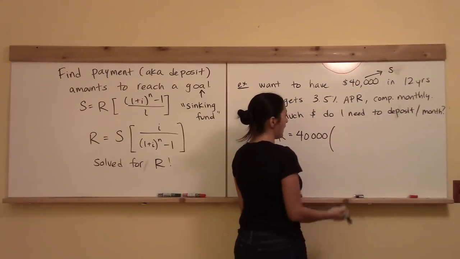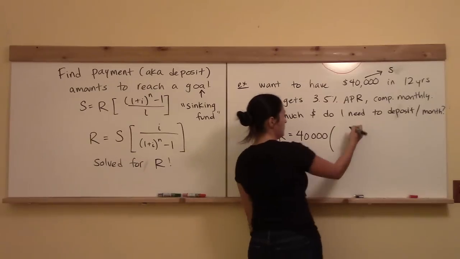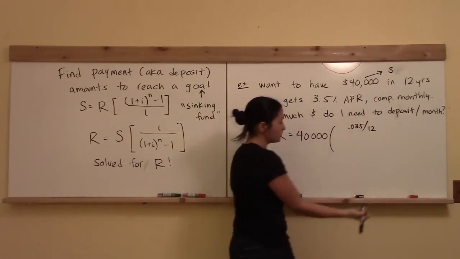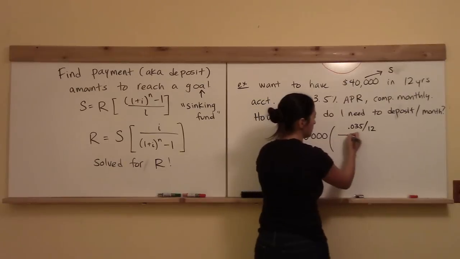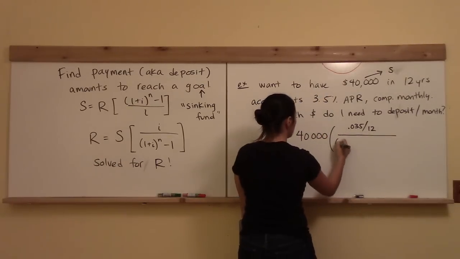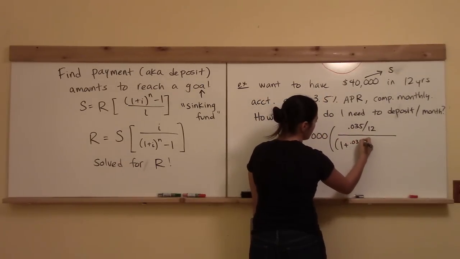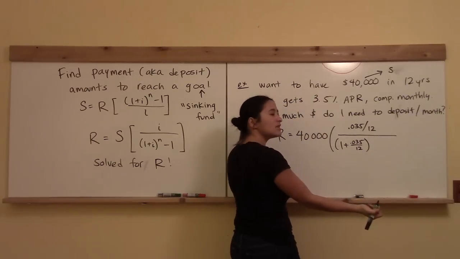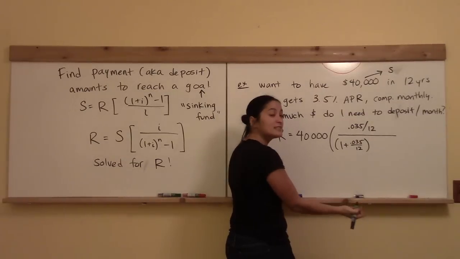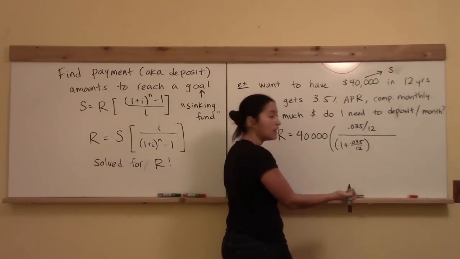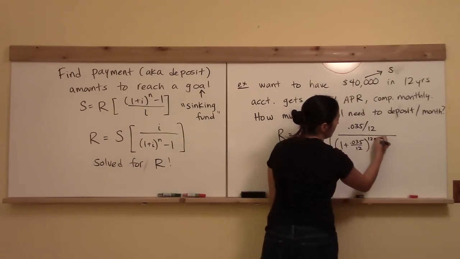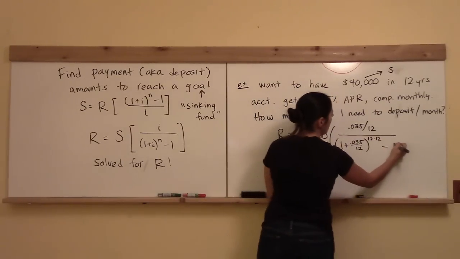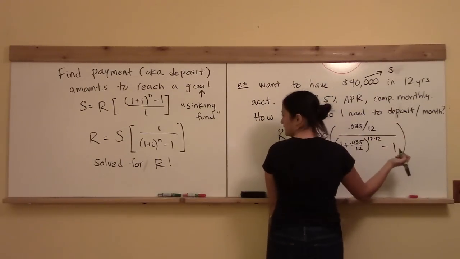Okay, now it says I need I. Oh yeah, that's going to be the APR divided by the number of compounding periods per year. That's the I. Then I'm going to divide that by 1 plus that same exact I, and I'm going to raise that to the N. What is the N? Oh yeah, that's the total number of times I have to make that payment, which is going to be M times T. So 12 times 12 up there, 144. Minus 1, just finished copying that.